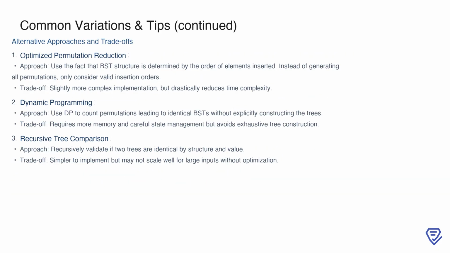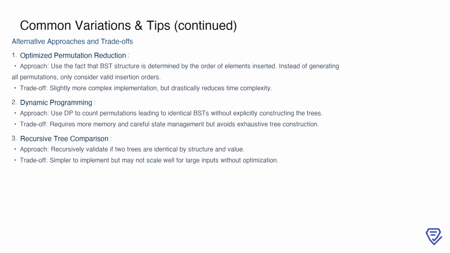There are also alternative approaches to solving this problem, each with its own trade-offs. One approach is optimized permutation reduction. Since the structure of a BST depends entirely on the order of element insertion, you don't need to generate all permutations. Instead, you can focus on valid insertion orders that lead to the same BST structure. This significantly reduces time complexity but requires a more complex implementation. Another option is using dynamic programming to count permutations that result in identical BSTs without explicitly constructing the trees. While this avoids exhaustive tree construction, it can require additional memory and careful state management.